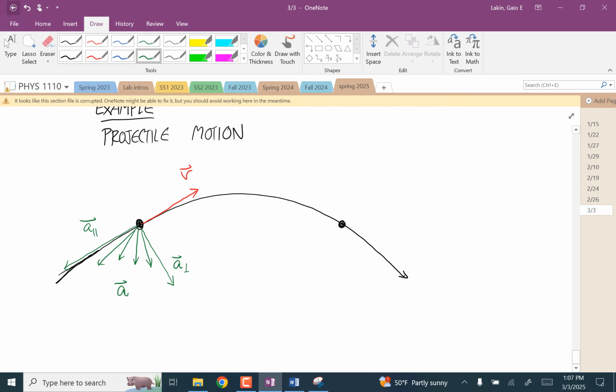Okay. So now let's do it for this thing on the way down. A tangent in the direction of motion looks like this. A projectile on the way down, is it speeding up or slowing down? Speeding up this time. So this time it's going to be in the same direction as the velocity.